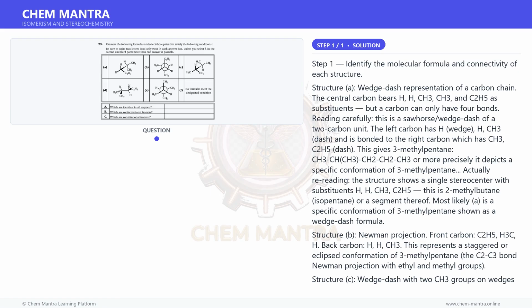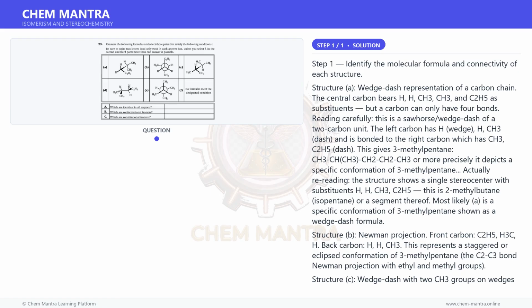Actually rereading, the structure shows a single stereocenter with substituents H, CH3, C2H5; this is 2-methylbutane, isopentane, or a segment thereof. Most likely, A is a specific conformation of 3-methylpentane shown as a wedge-dash formula. Structure B: Newman projection. Front carbon C2H5, H3C, H; back carbon H, CH3. This represents a staggered or eclipsed conformation of 3-methylpentane, the C2-C3 bond Newman projection with ethyl and methyl groups.